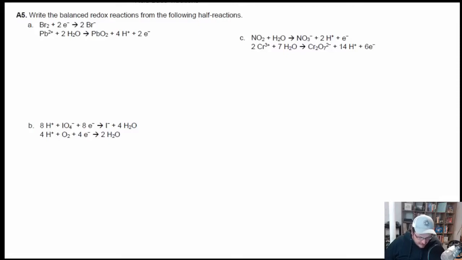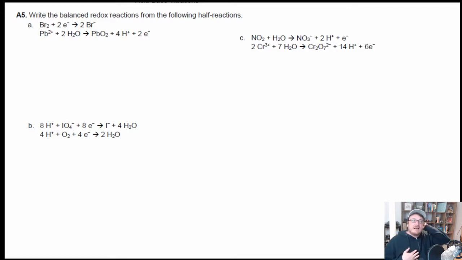So the next thing, A5, write a balanced redox reaction from the following half reactions. Looking at these, all you have to do is simply make sure that you balance everything. And one important thing that you always have to balance is the number of electrons in these scenarios.